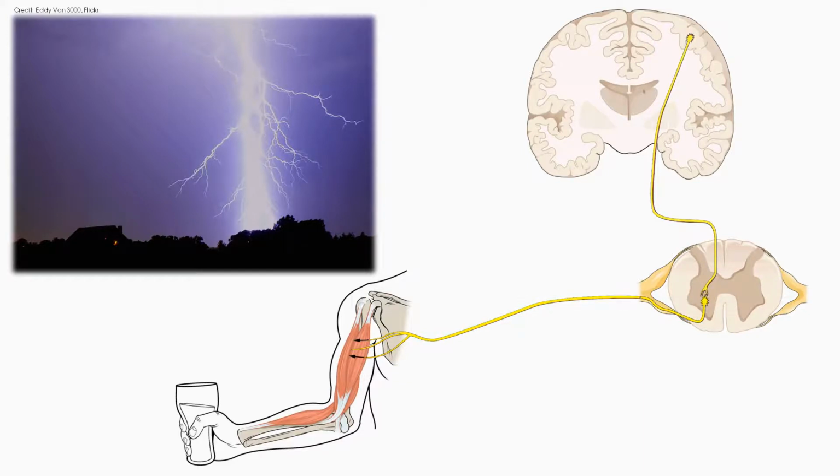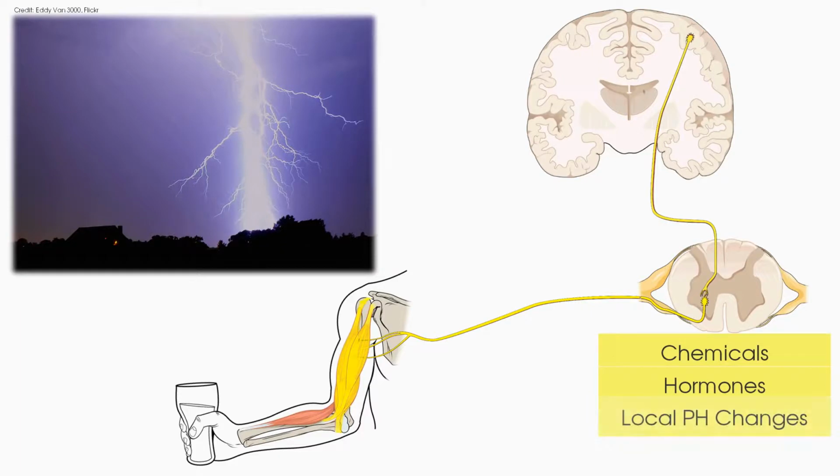So when that electrical signal reaches the muscle, chemicals are released at the end of the nerve which act as a stimulus to cause the muscle tissue to produce its own action potential, which spreads across the entire muscle. Now this is an example of chemical stimuli creating an action potential, but there are different stimuli which muscles react to. So they react to, as we've seen here, chemicals, they react to hormones, and they even react to local changes in pH.